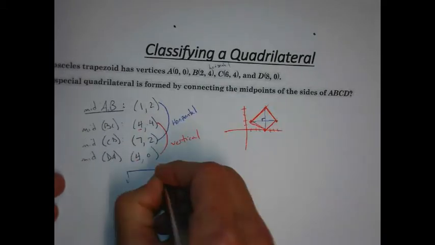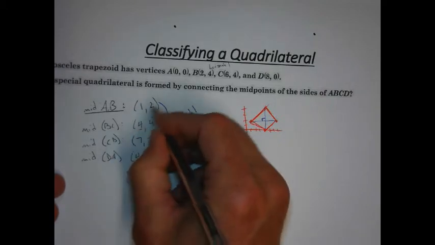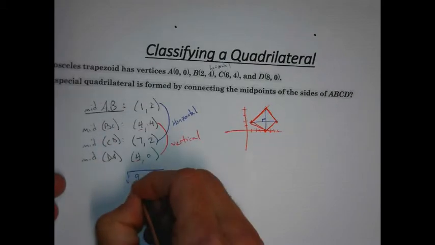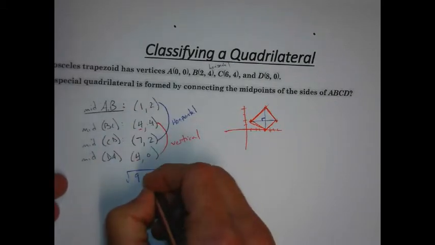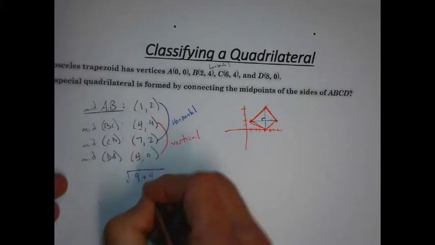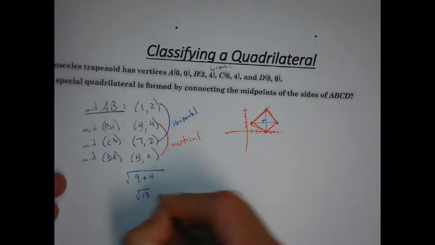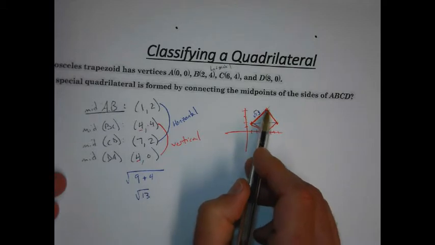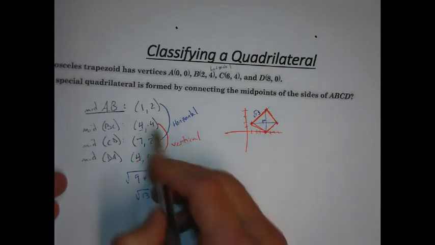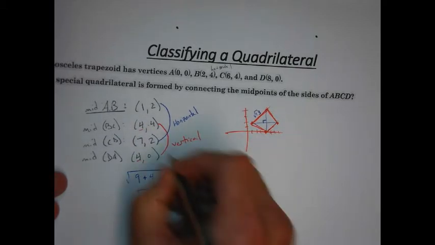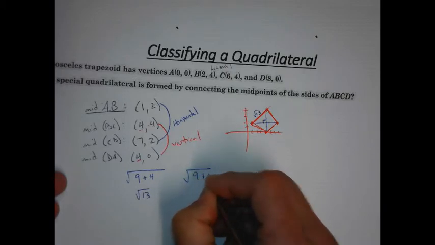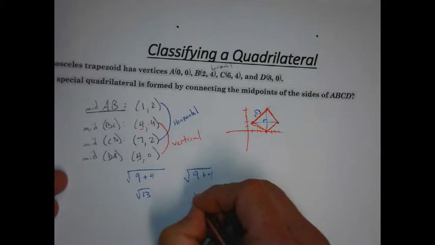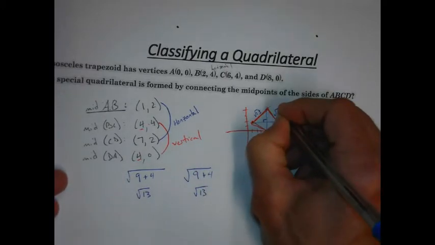We can calculate the distance. From 1, 2 to 4, 4, subtract our x's. 4 minus 1 is 3. 3 squared is 9. Subtract our y's. 4 minus 2 is 2. 2 squared is 4. We have the square root of 13. So our distance from here is square root of 13. Well, what about from 4, 4 to 7, 2? 7 minus 4 is 3. 3 squared is 9. 2 minus 4 is 2. 2 squared is 4. Square root of 13 goes here as well.